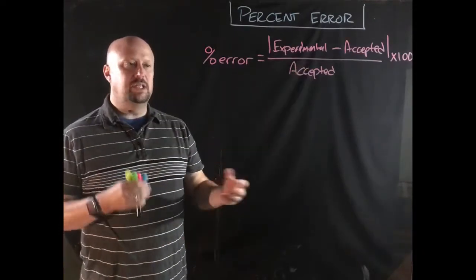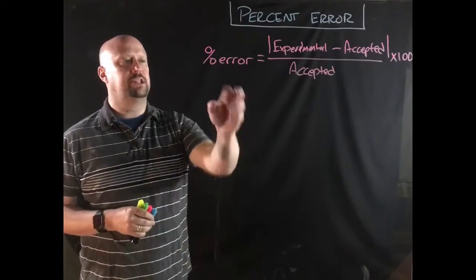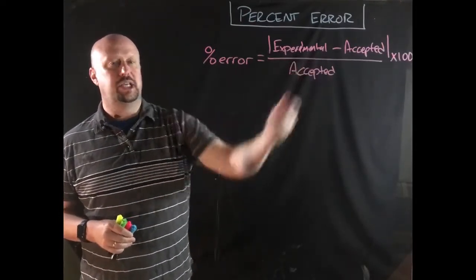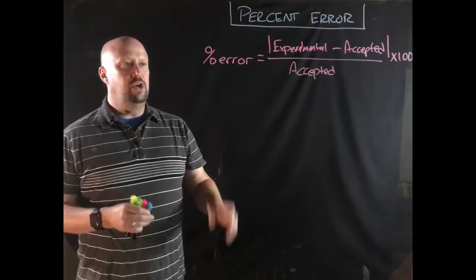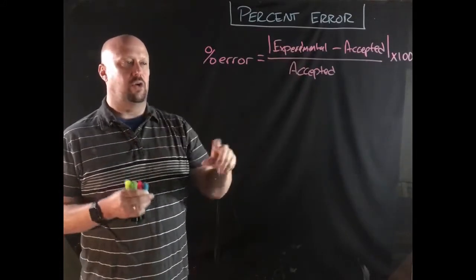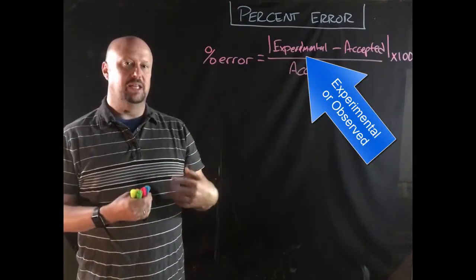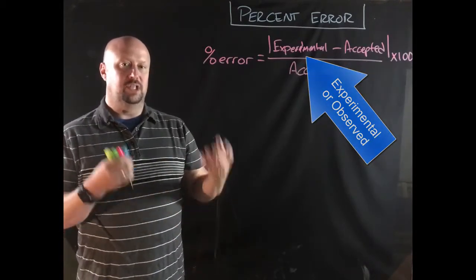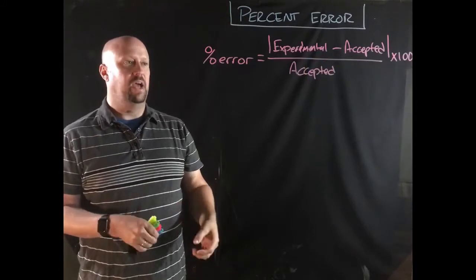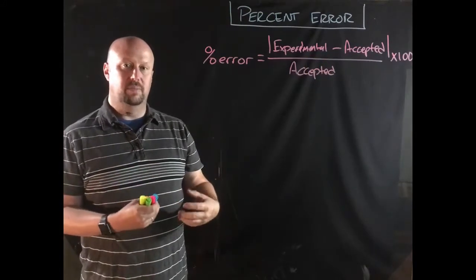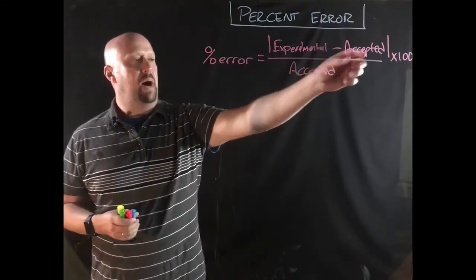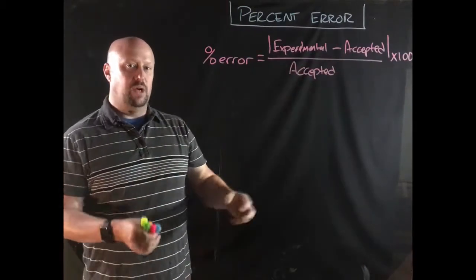There's a relatively simple formula for it. Percent error is equal to your experimental value. Sometimes you'll see that called observed. That's fine too, because you might not have done the experiment. Maybe you were taking the information from someone else. The observed value, or the measured value, minus the accepted value. Like, what is the real value?